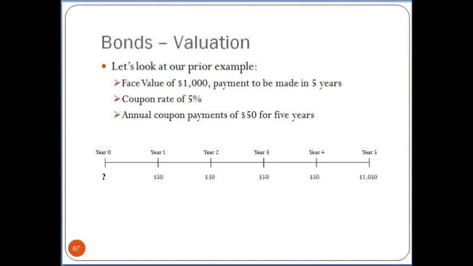What's a fair market price? What's a buyer willing to pay to receive $50 next year, and then $50 the year after that, and so on through year 5, and then they get their $1,000 back? Right, so this is just a time value of money calculation.